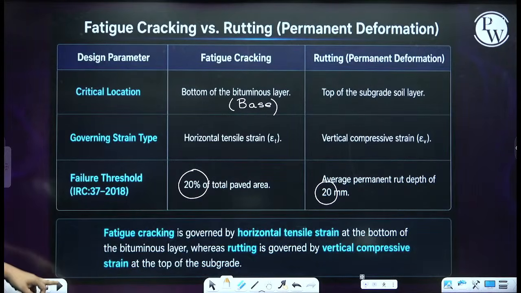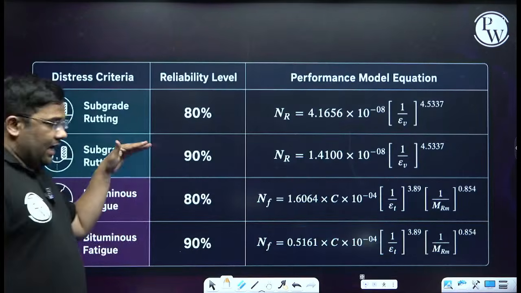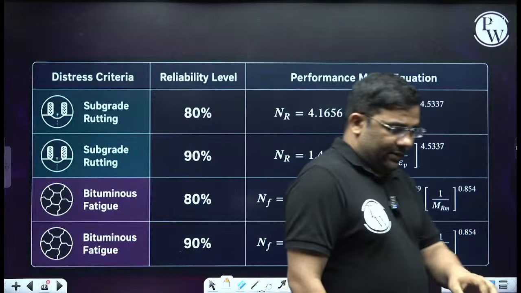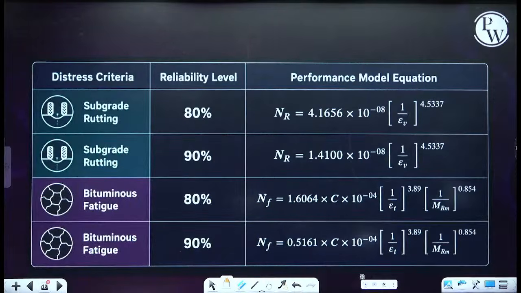Now let us come to the equations. They have never asked these equations. They have only asked the location, and whether it is horizontal or vertical, all those things they have asked. But we should know the equations. So let us see the equations. What are the equations involved in this? We'll solve a short question also on this.